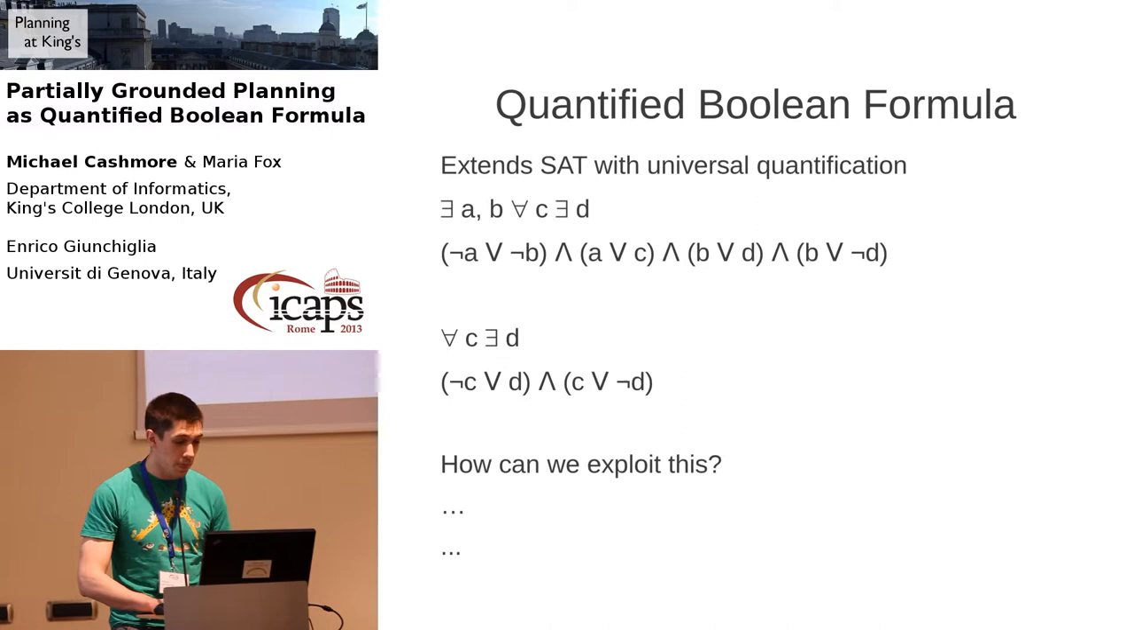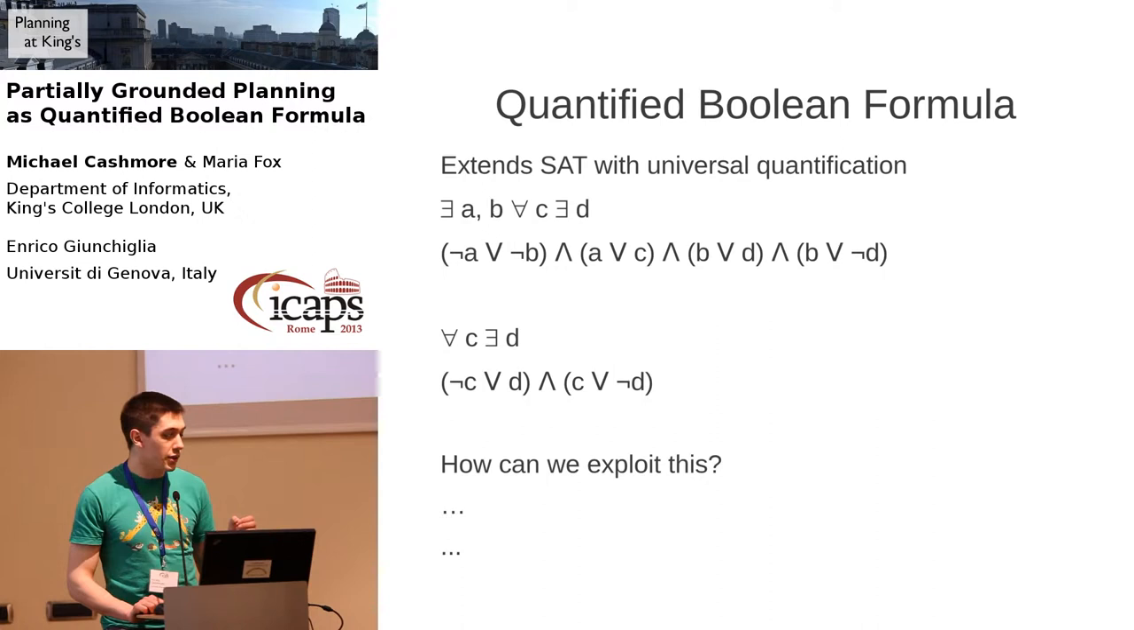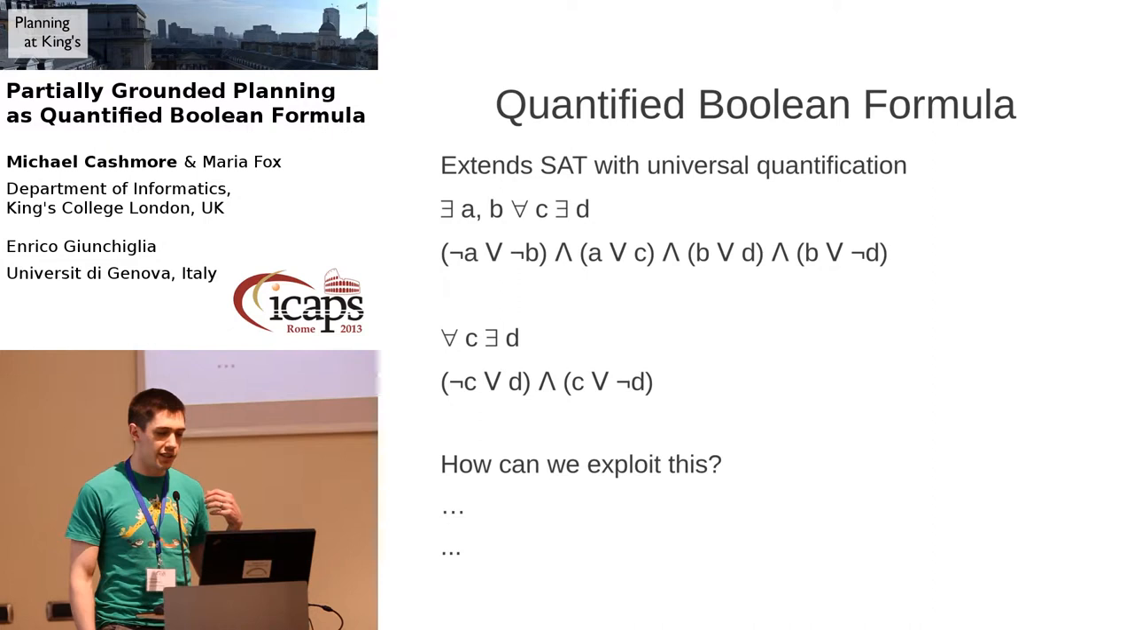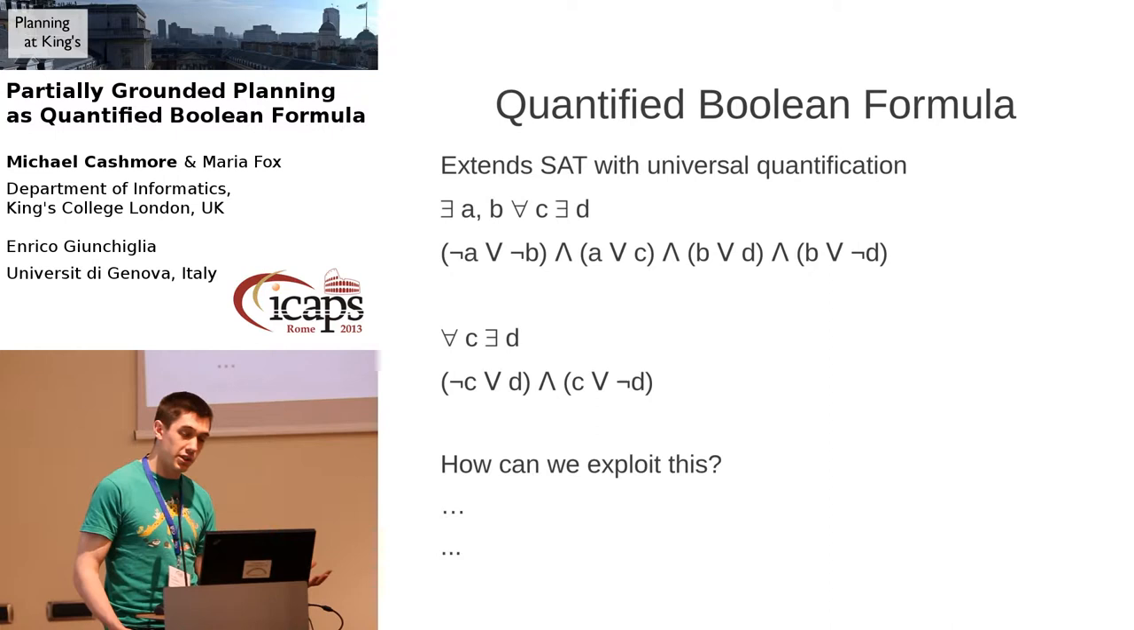QBF extends SAT to include universal quantification. If you imagine the SAT formula is a collection of Boolean variables, and we say that there is an assignment to these variables, true or false, such that the formula is satisfied. In QBF, we will say that there exists an assignment to A and B in this first formula, such that for any assignment to Boolean variable C, there exists an assignment to D, such that the formula is satisfied. So in this way, we have a branch in the formula to create two subformulas that both must be satisfied, one in the case where C is true, and one in the case where C is false.